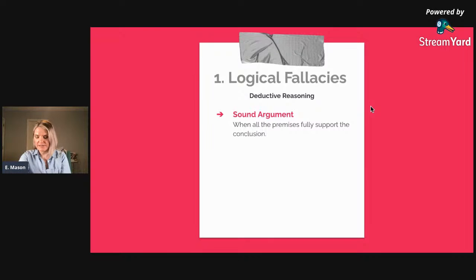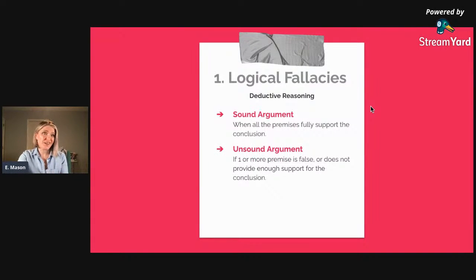A part of deductive reasoning is making sure that the argument is sound. That's something that you want to have when you write an argument, or if you're listening to an argument. That's basically when all the premises fully support the conclusion, because they all have to back it up and support it. But you could have an unsound argument, or you might hear an unsound argument, and that's what you want to avoid. It's if one or more of the premises is false, or it does not provide enough support for the conclusion.